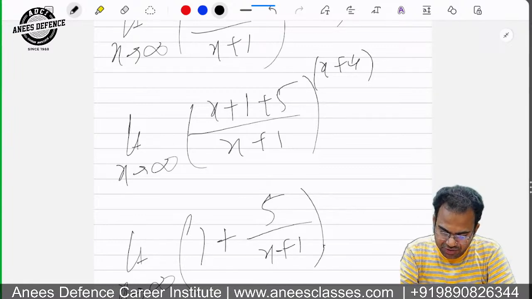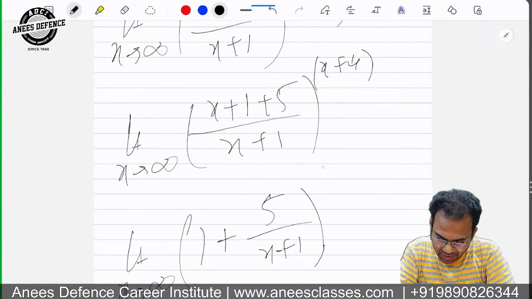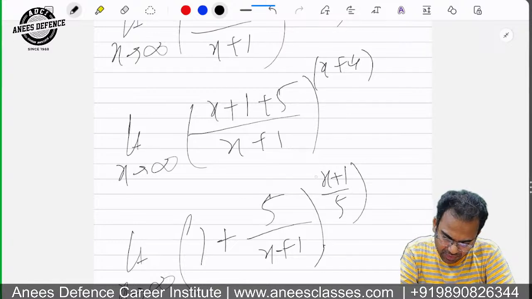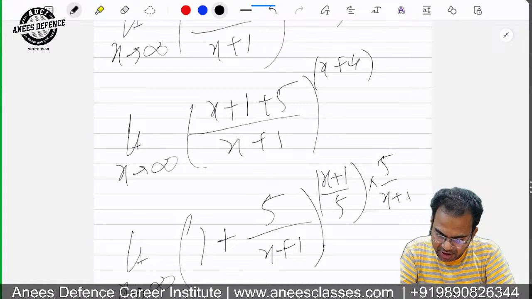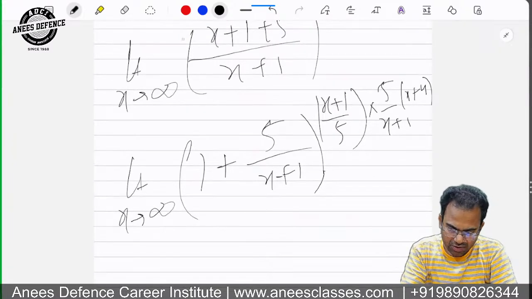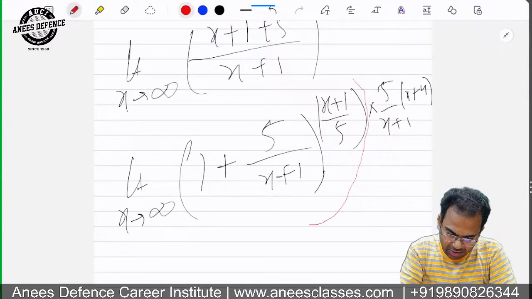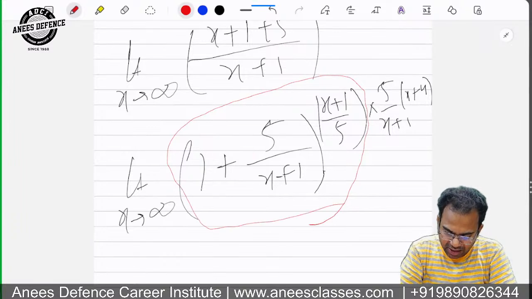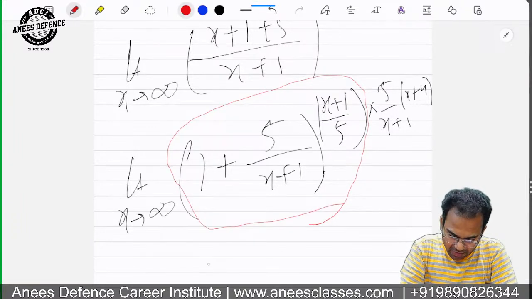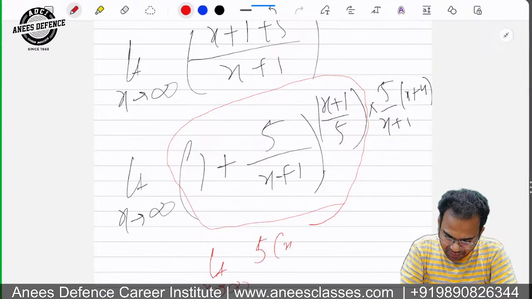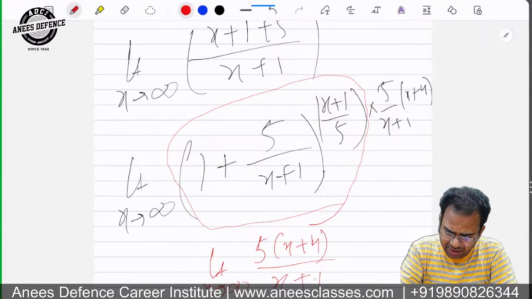And the power should be x plus 1 upon 5. So I will write this as x plus 1 upon 5, so I have to multiply with 5 upon x plus 1. It is already in the power x plus 4. For this portion, you will write e to the power limit x tends to infinity of 5(x plus 4) divided by x plus 1.